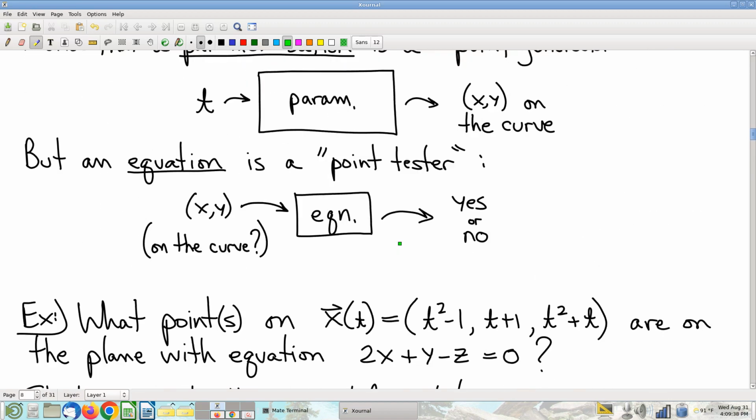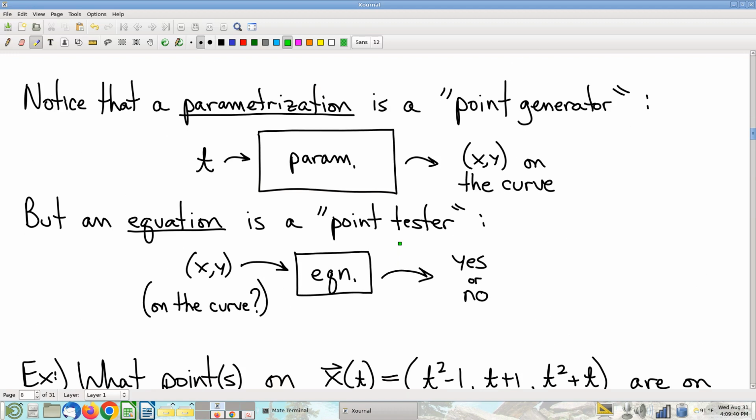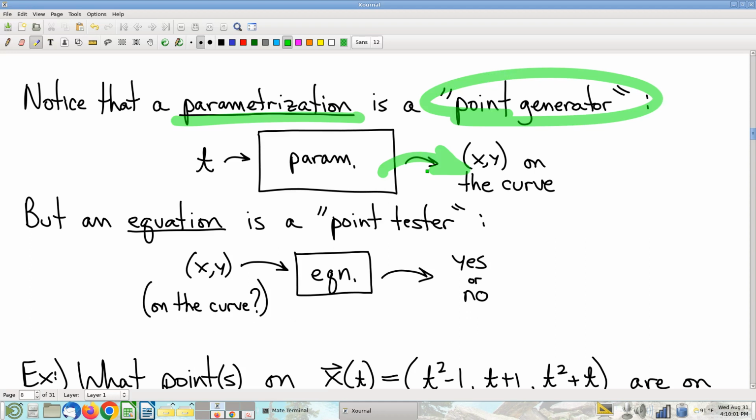Wow. Okay, so I'm going to go through this example a little bit more quickly than I wish I had more time. But you do want to be careful about the difference between parameterizations and equations. Both of them are algebra that describe a curve, but they do so in different ways. A parameterization generates points. The points on the curve literally are what come out of the function. Right? Position is a function of time. That means that the positions are the outputs.